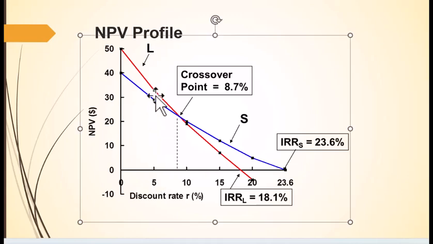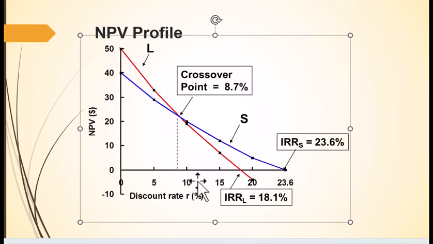Now, if we go up above, we also find that L has a higher net present value. So at this point, what would we say? We would say that L is the better of the two projects using net present value, but S is the better project according to internal rate of return.